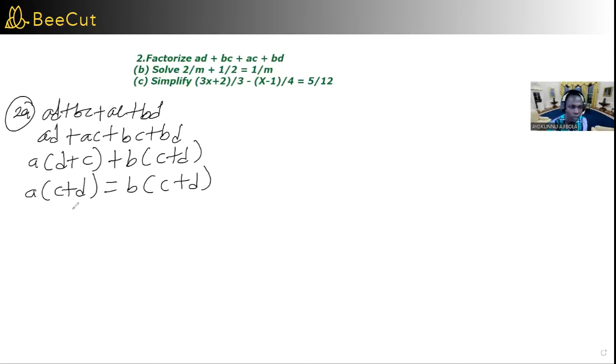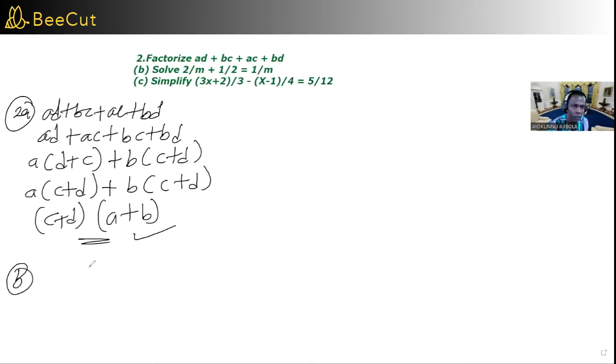And once we have this, oh no, not equal to this time around, it's still plus. So now, what is common to both sides? C plus D. So you have C plus D common, and what is remaining is A plus B. So this is the final answer to that.